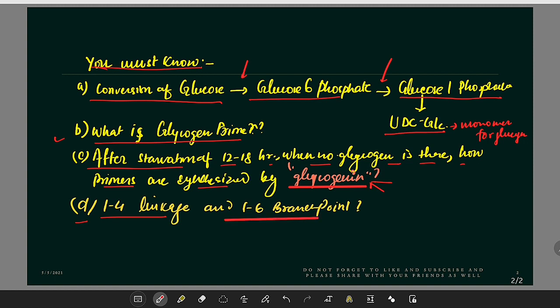Apart from that, in the next discussion, we will discuss the breakdown of glycogen and its regulation, synthesis and the breakdown part.